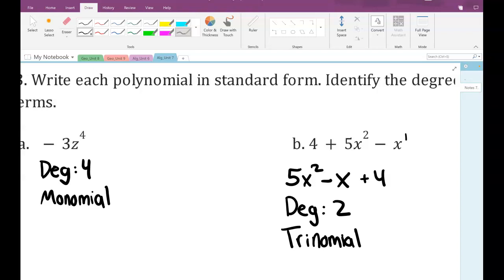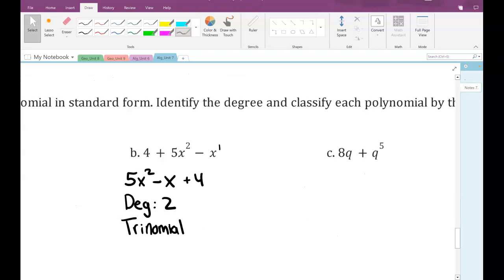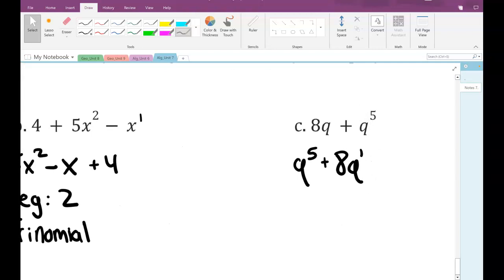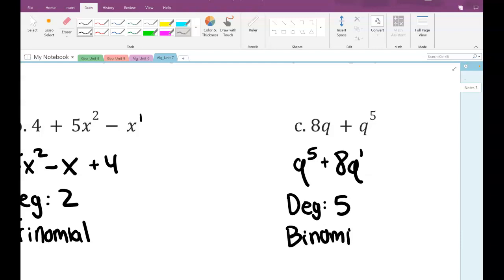When it's a monomial, you do not add them. You just take the largest one. All right. Last one, to put this in standard form, we have to put q to the 5th first because that's our largest power. It's larger than q to the 1st. So this is degree 5. And this would be a binomial because we have 2 terms. Bi meaning 2, nomial, number of terms.